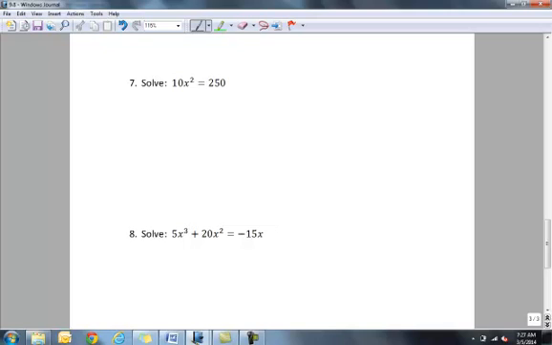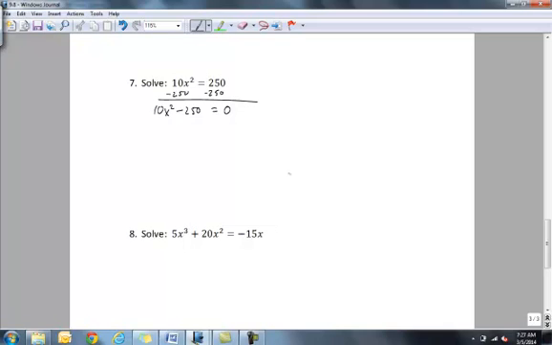Notice the number 7, we're not at our starting line, so let's get there first. I'm going to get there by subtracting 250. So it's going to be 10x squared minus 250, and then subtracted from the other side as well, of course, is 0. That's where I want to be. I want to have everything on one side equal 0.